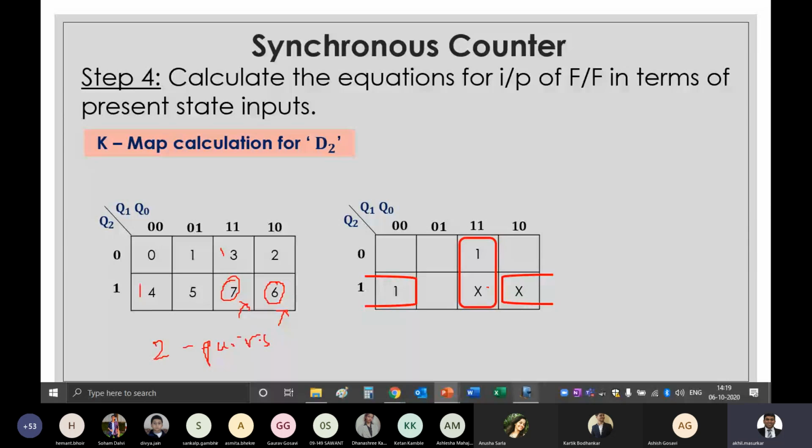and the first pair will give me Q1, Q0, and the second pair will give me Q2, Q0 bar, Q2 and Q0 bar. So similarly, calculate for D1 and D0. And then with the help of DSCH, we will implement this on the editor. So keep your DSCH open. We will see the implementations.